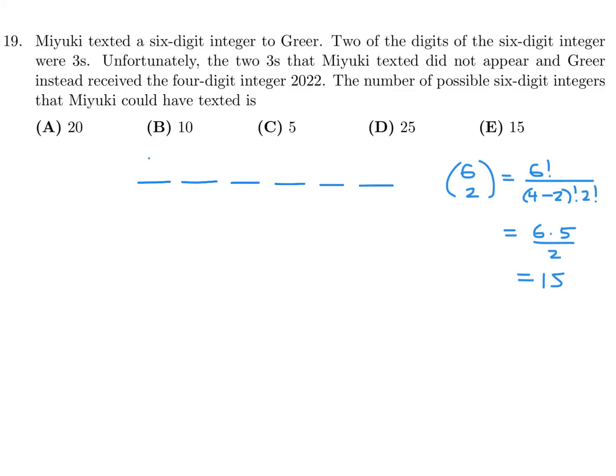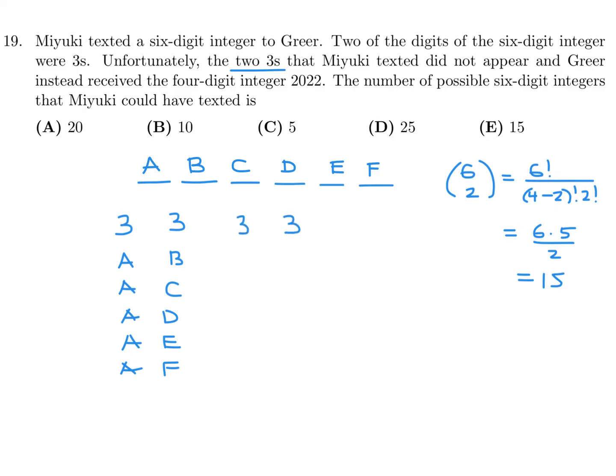So let's say we label these A, B, C, D, E, F. Now, the 2 3s can be any 2 of those 6 positions. I've labeled those positions A through F. Okay, let's make a list of all the possible positions for the 2 3s. Well, they could be AB, AC, AD, AE, or AF. Correct? Let's see. What about if we had B as the first 3? You could have BC, BD, BE, or BF, right?